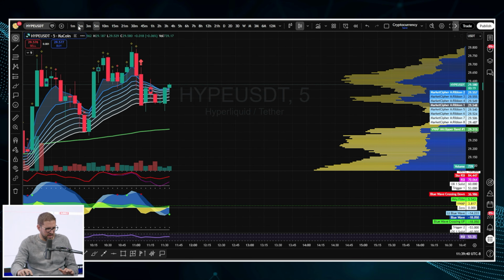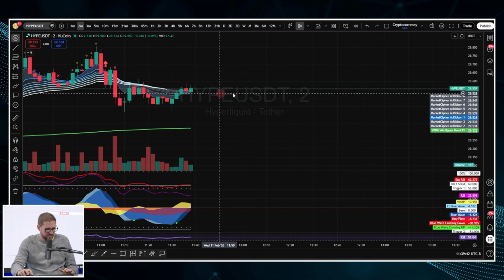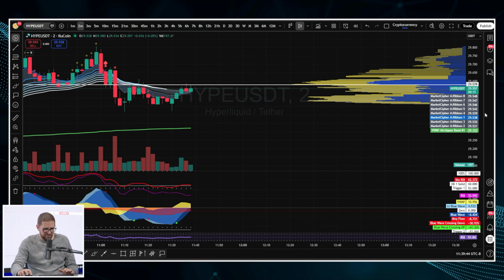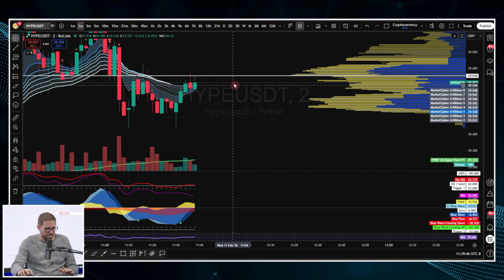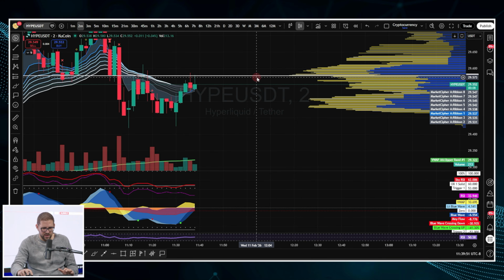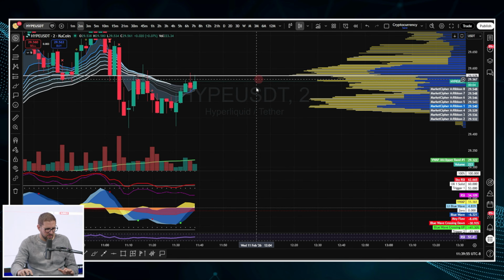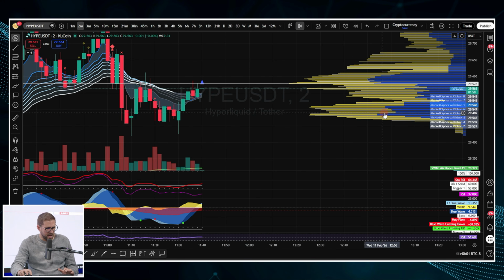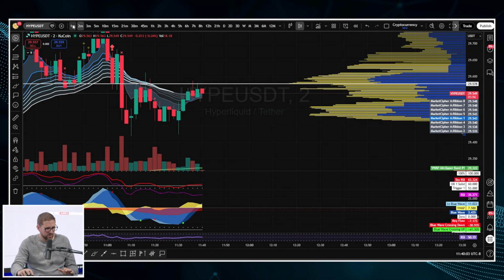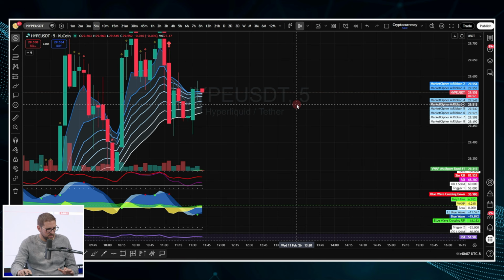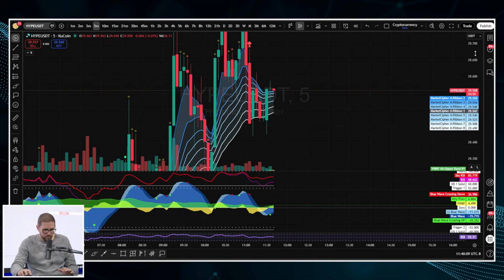So trying to find my entry here. I'm going to go down to the 2-minute. Looks like we are about to flip back to bullish on Market Cipher A. My only issue here is we have this rejection area, this large volume node at around 29.57. But with that green dot on Market Cipher B, we should see price push through that. And the 2-minute just flashed a reversal. So this might be a scenario where we wait for, and here's your 5-minute.